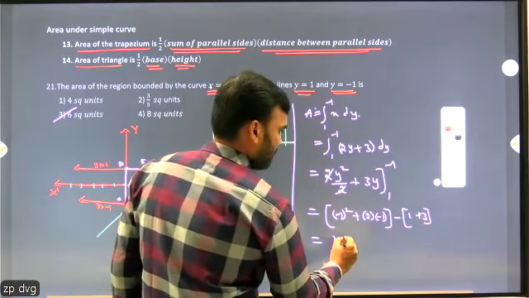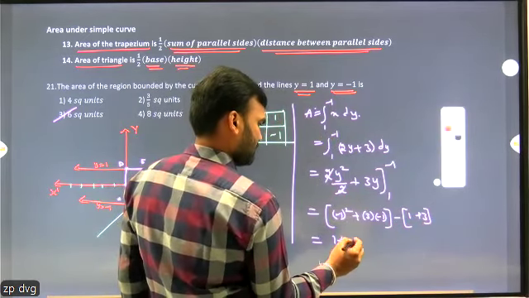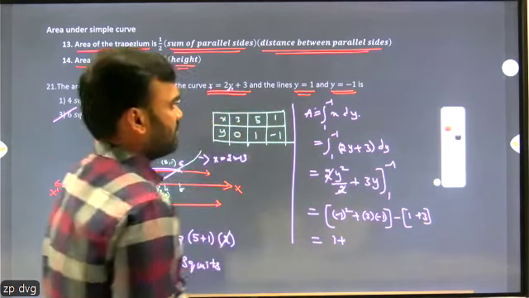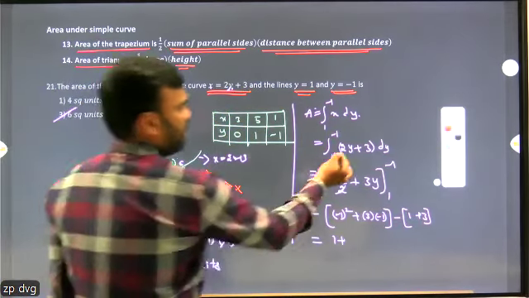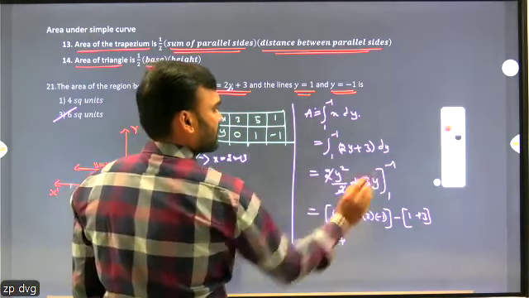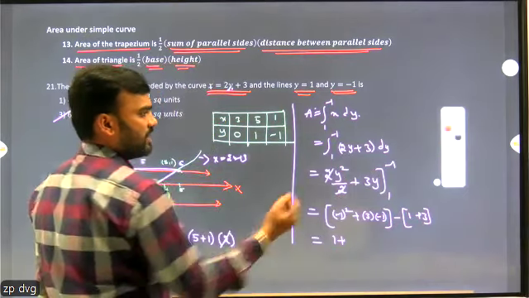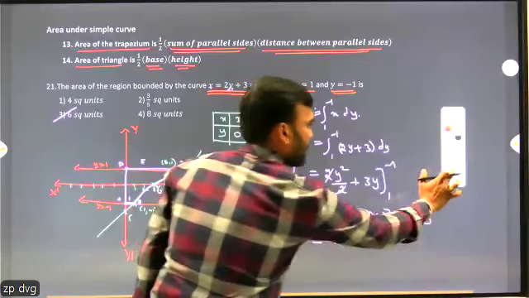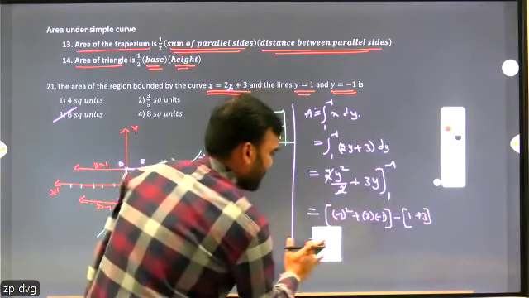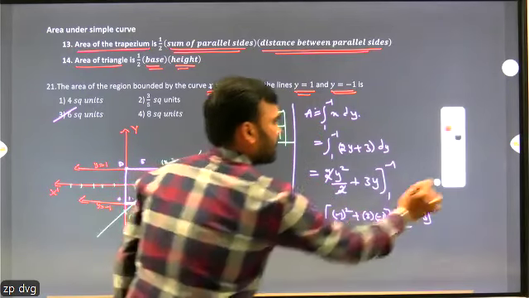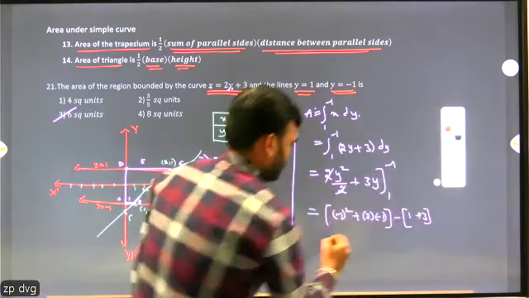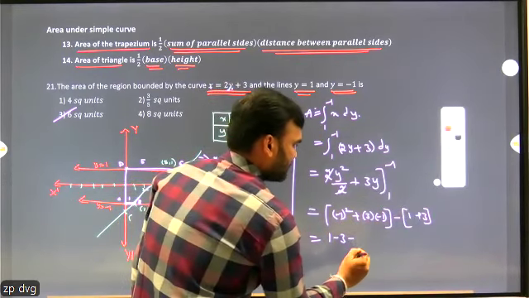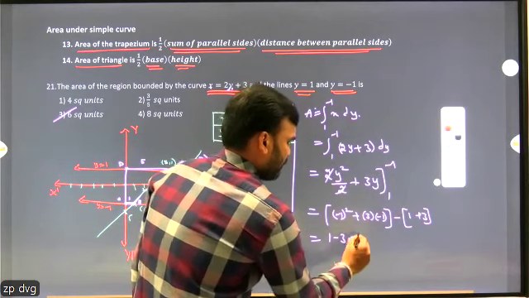Here, y square by 2 and 3y, upper limit minus lower limit. For the upper limit, 1 square plus 3 into 1, which is 4. Minus the lower limit, 1 square minus 3. Next, minus 4.